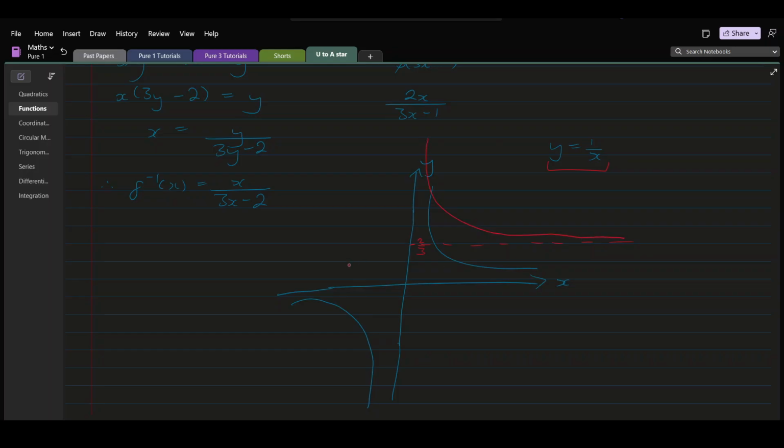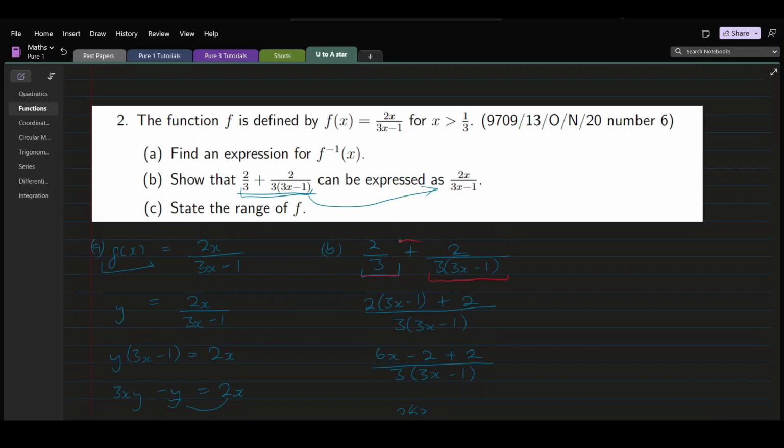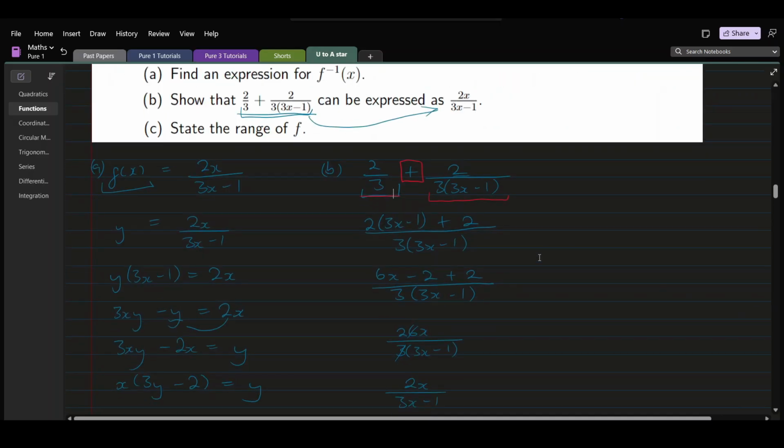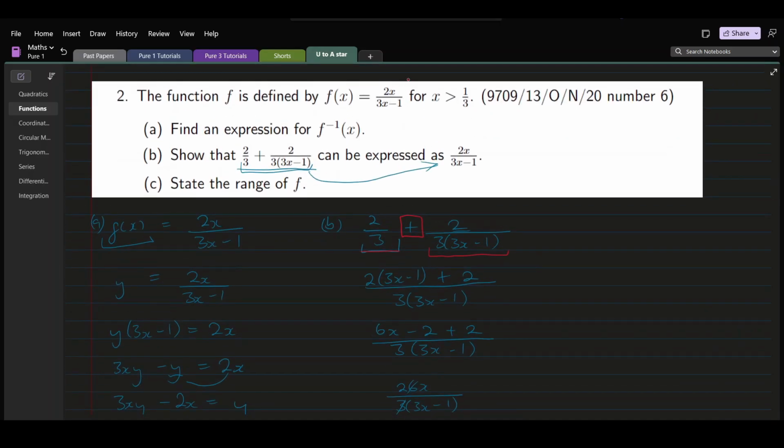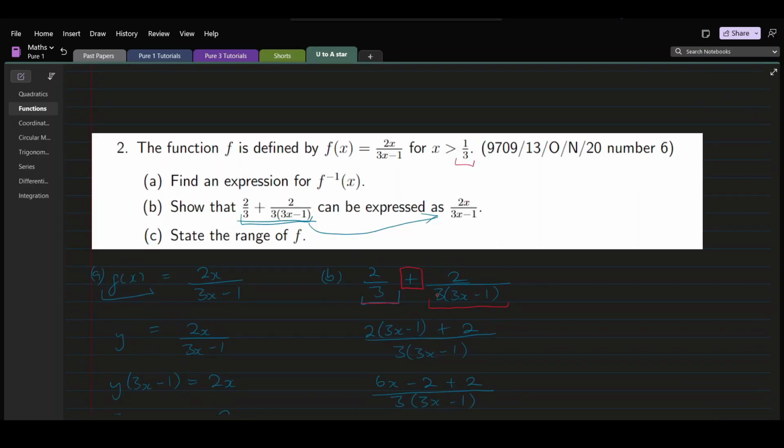And also make sure to check what this sign is, because if it's a negative sign, then that means our graph is reflected in the x-axis. But anyways, with what we have, our function would look something like that. And let's check our domain. Our domain is x is greater than a third.